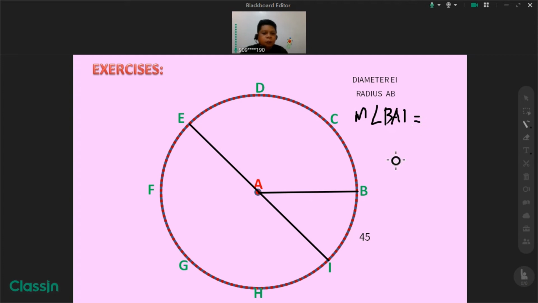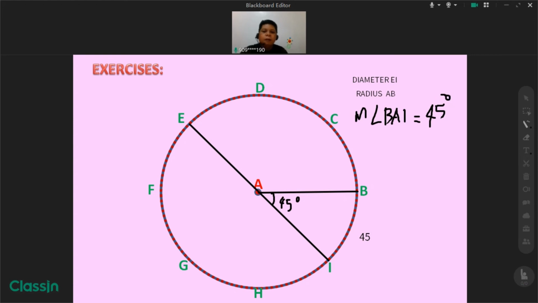So in the definition of central angle, since it is a central angle where the vertex is at the center, the measure of a central angle is equal to its intercepted arc. So it means that the measure of this angle is also equal to 45 degrees. Okay, it's also 45 degrees. So the measure of angle BEI is 45 degrees.